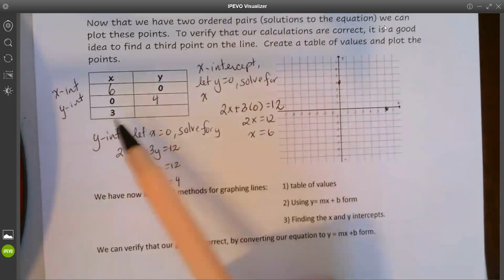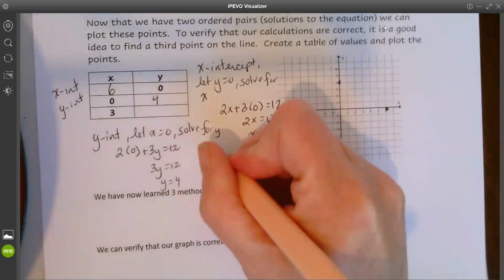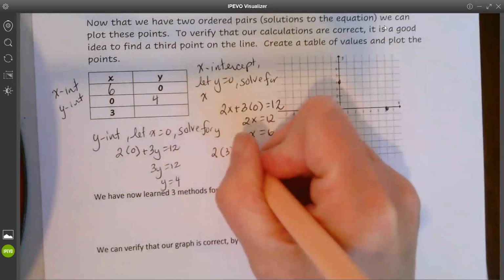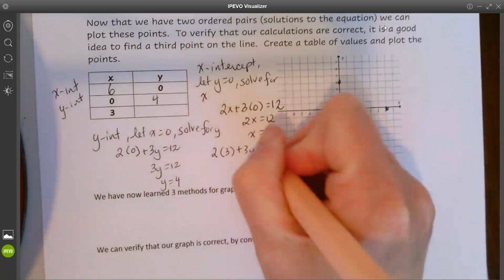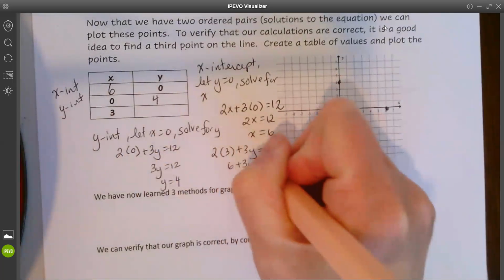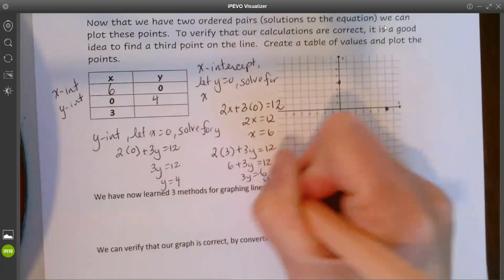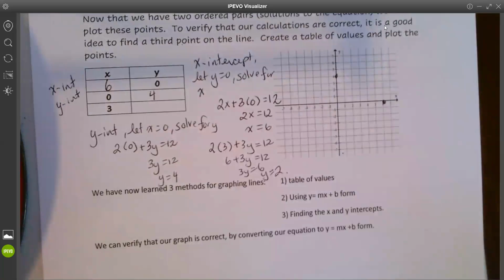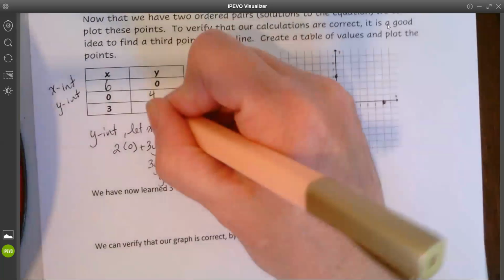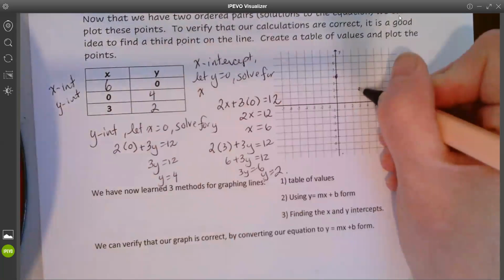I'm going to choose x as 3 and find its partner y. So I'm going to substitute that in. So we're going to have 2(3) plus 3y is equal to 12. So 6 plus 3y is equal to 12. We're going to transpose. And so we clean that up to get y is equal to 2. So when x is 3, we're going to go up to 2.